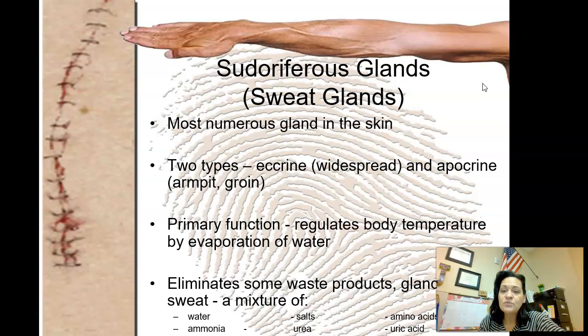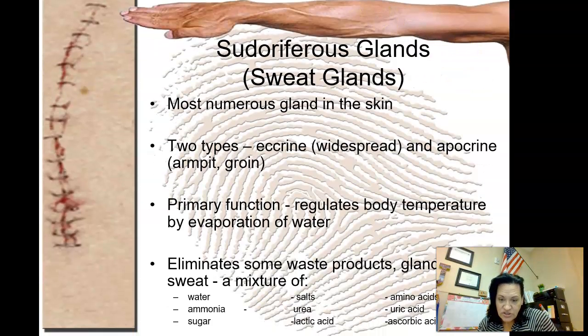Sudoriferous glands are the most numerous glands in the skin, and there are two types: the eccrine, which are widespread, and the apocrine, which are in the armpit and groin area. The primary function is to regulate body temperature by evaporation of water. They also eliminate some waste products. The glands secrete a mixture of water, ammonia, sugar, salt, urea, lactic acid, amino acid, uric acid, and ascorbic acid.